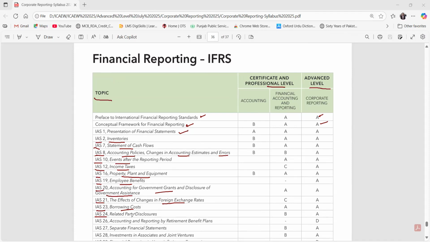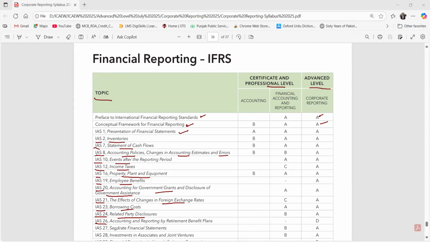Then we have IAS 24, related party disclosures. Basically, what are related parties? What kind of transactions we can have with related parties and how we have to disclose them. Because it has been observed some related parties might not be interested in disclosing their relationship, in disclosing their transactions during the year. But according to IAS 24, it is very important to disclose these transactions in your financial statements, so that the financials can present a true and fair view.